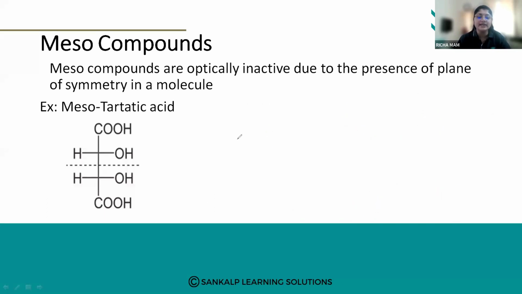Okay. Next is inversion. Next is what? Inversion of configuration. Now, suppose I have this C2H5, X, CH3, X.